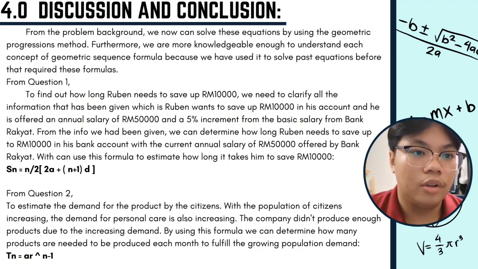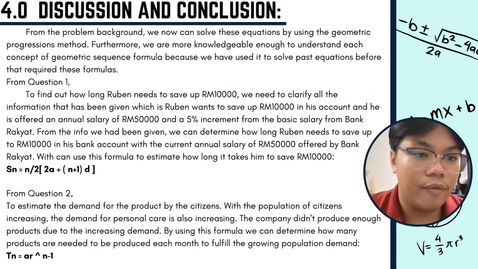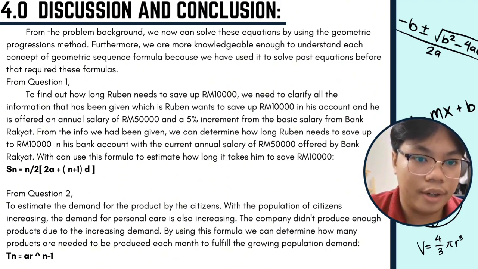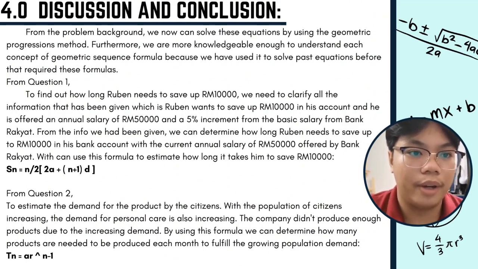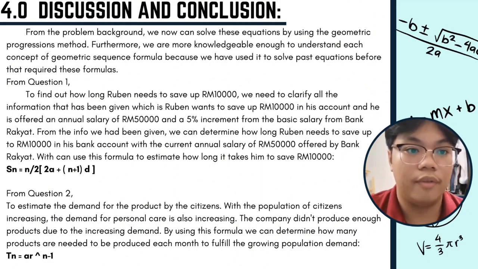From question 1, to find out how long Ruben needs to save up RM10,000, we need to clarify all the information that has been given, which is Ruben wants to save up RM10,000 in his account and he is offered an annual salary of RM50,000 and a 5% increment from the basic salary from Bank Rakyat. From the info we had been given, we can determine how long Ruben needs to save up RM10,000 in his bank account with the current salary of RM50,000 offered by Bank Rakyat. With this, we can use this formula to estimate how long it will take him to save RM10,000.